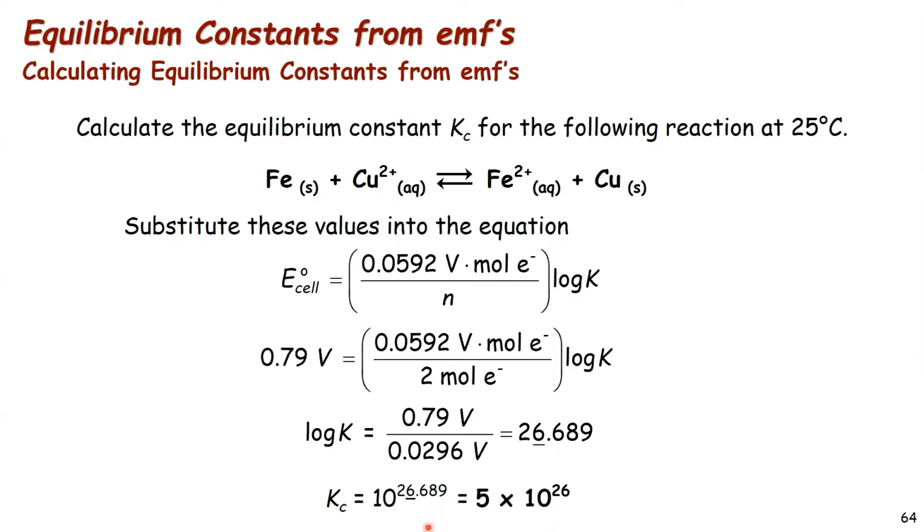That gives us a value of 5 times 10 to the 26th. And we know that to be true. Since K is larger than 1, it is a spontaneous reaction. We also see that with the positive E cell, this is a spontaneous reaction. We actually demonstrated it: we dipped the nail in the copper solution, and we saw that it was coated with solid copper. We can see that it is very favored.